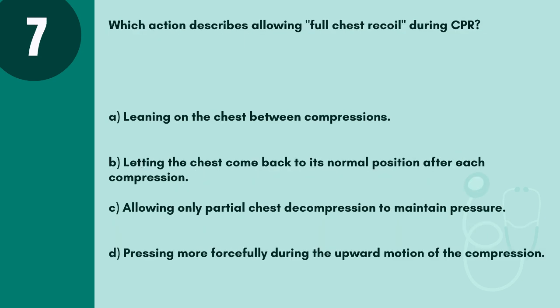Question 7. Which action describes allowing full chest recoil during CPR? A. Leaning on the chest between compressions. B. Letting the chest come back to its normal position after each compression. C. Allowing only partial chest decompression to maintain pressure. D. Pressing more forcefully during the upward motion of the compression.